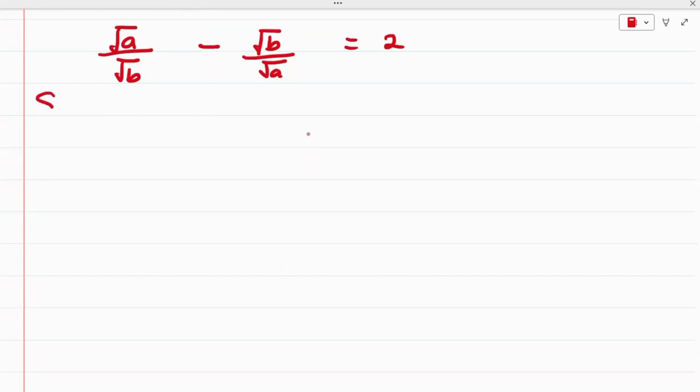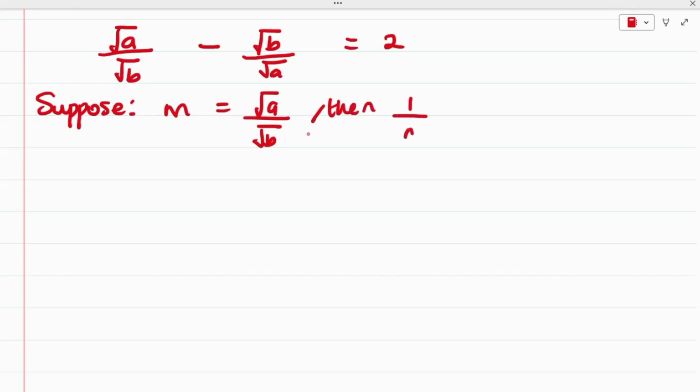Next, suppose that m is equal to the root of a divided by the root of b. Then we have that 1 over m is equal to the root of b divided by the root of a. Hence this equation becomes m minus 1 over m is equal to 2.